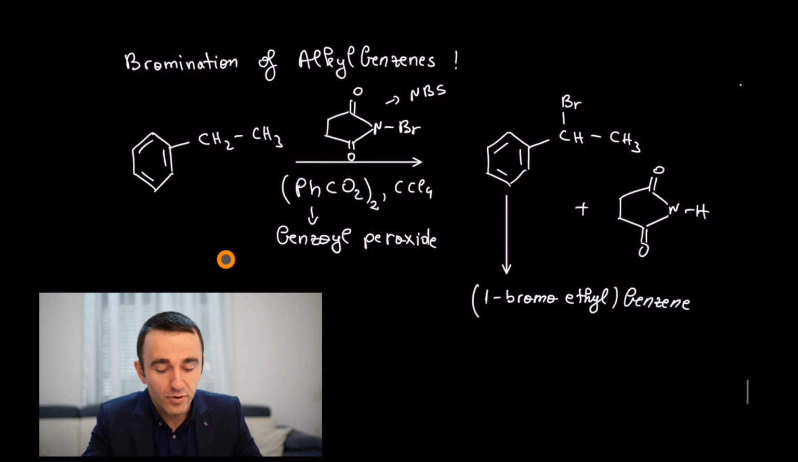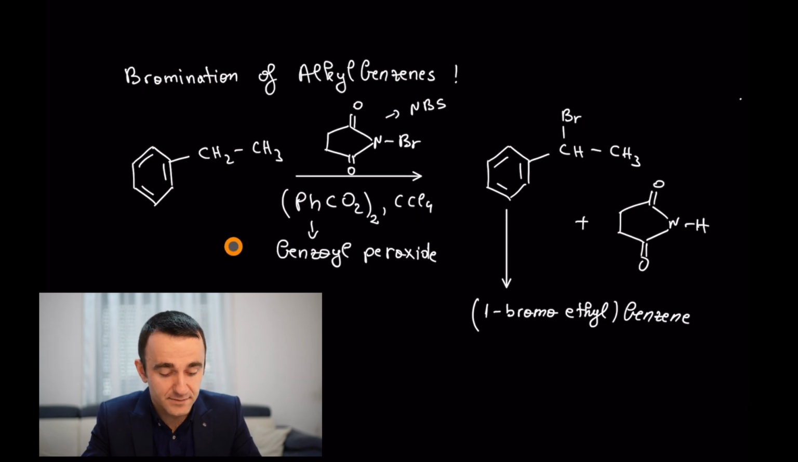Let's move now to the bromination of the alkylbenzenes. If you use N-bromosuccinimide, which we used for the alkanes, in the presence of benzoyl peroxide, that is an initiator of the radical reaction, you can brominate at the benzylic position. At this position here, you can add bromine. Keep in mind this reaction.